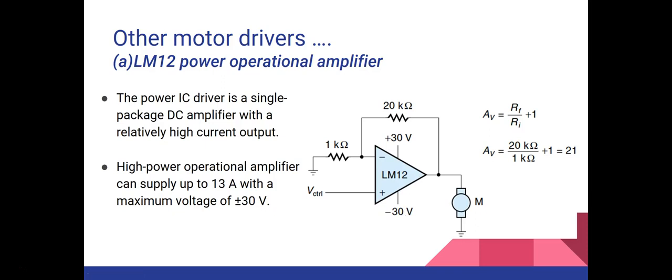Now let's see other motor drivers. First we have LM12, which is a power operational amplifier, and you can see its circuit over here. It has these resistances connected in this way, and then the control signal is given through this terminal, and then it is driving the motor. This is a high power operational amplifier which can supply up to 13 ampere with a maximum voltage of 30 volts. This type of driving circuit comes in an IC in a single package with a relatively high current output. And here you see the equations based on this op-amp, and I hope you are familiar with these equations and how the voltage gain has been obtained by putting in all these resistance values.